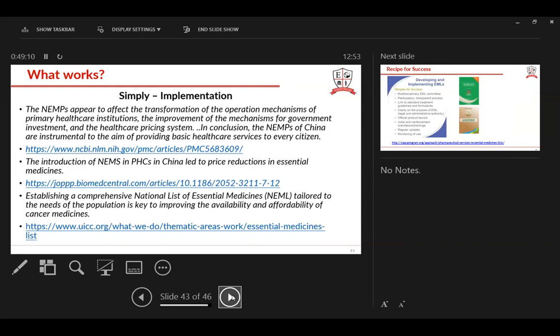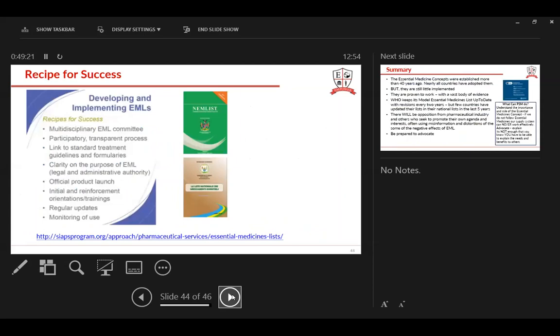So we have to look at that. Our main goal here today is to implement our essential drugs list. We need to get government to invest into medicine. In order for them to invest, we need to advocate, we need to explain. Then look at our recipe for success: developing and implementing the EML.